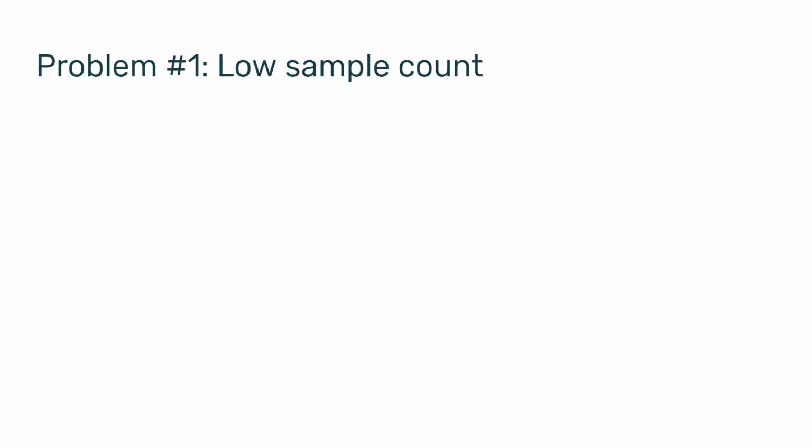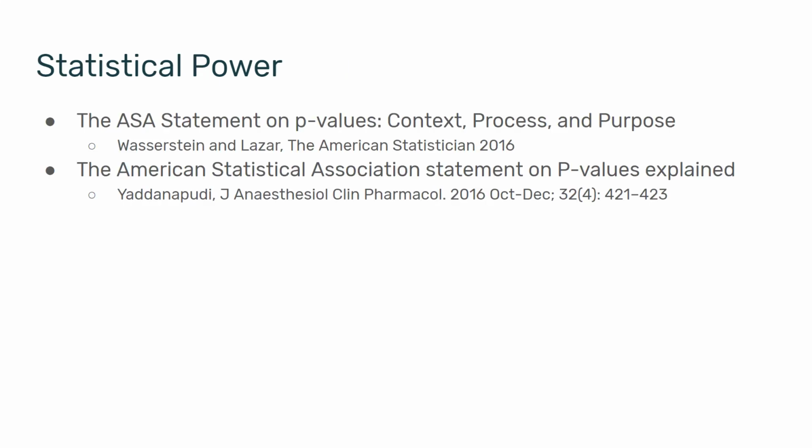If this is a rare disease, if these are patient samples, if this is a mouse study with, let's say, 5 or 10 animals, you have a low sample count. And with a low sample count, there's a limit to how significant, how low, your p-value can become. Thankfully, there is a recommendation from the American Statistical Association that discusses just this.